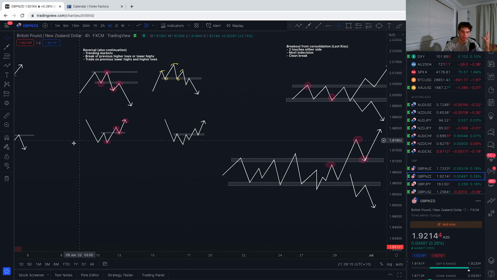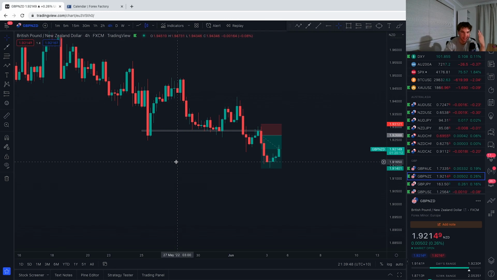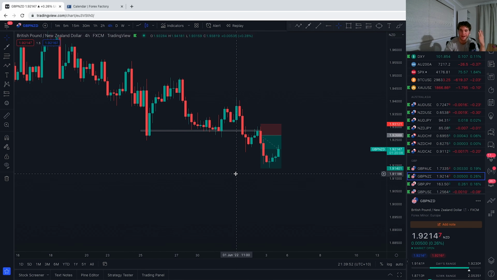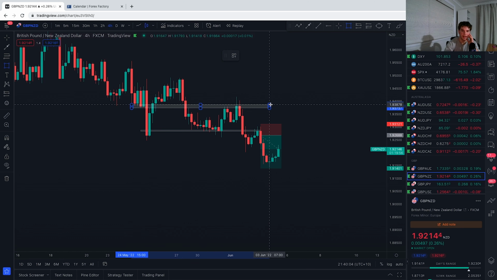Let's look at some examples. I'm going to use this example on GBP NZD of a trade I'm currently in right now. You can clearly see this is a last kiss or a breakout. If we look at this, we can see this is a key area in the market. We have touches there, touches here.